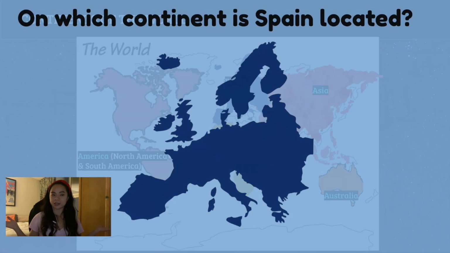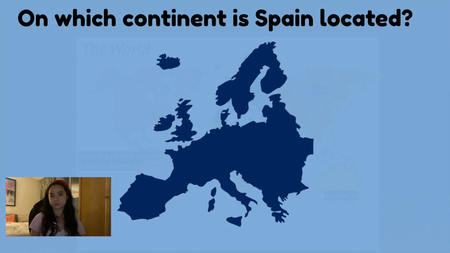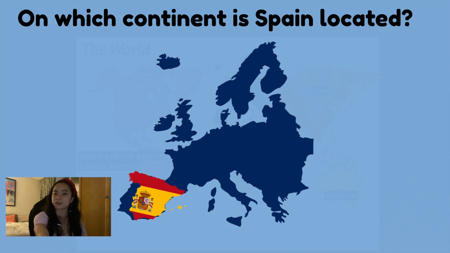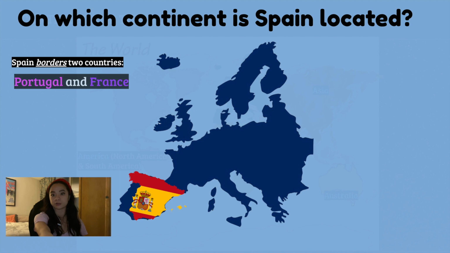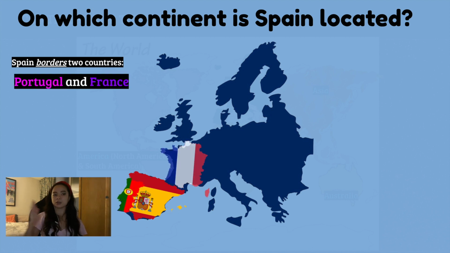On which continent is Spain located? Europe. Spain is right there. It's a small country. Spain borders 2 countries. Do you remember the countries that border Spain? They are Portugal and France. Portugal is on the west of Spain and France is on the north of Spain.